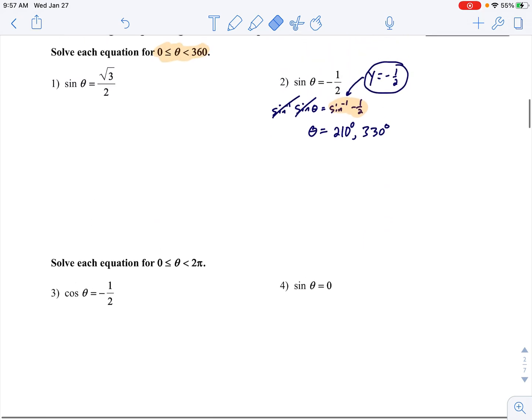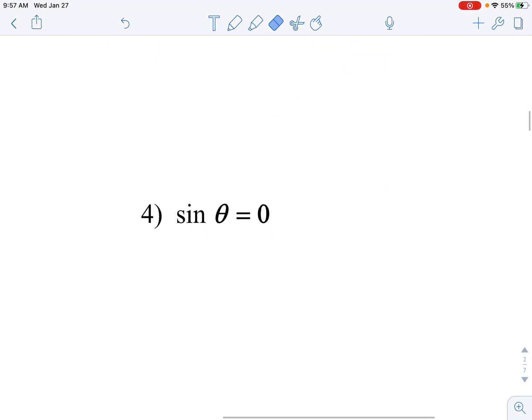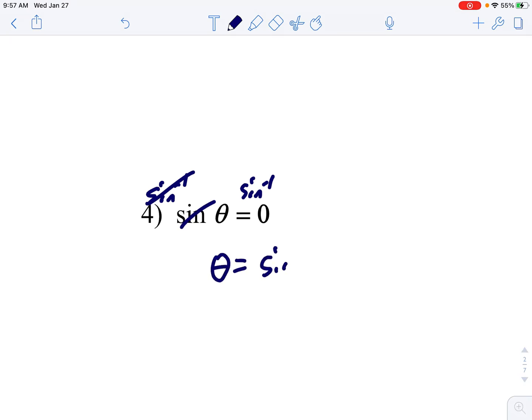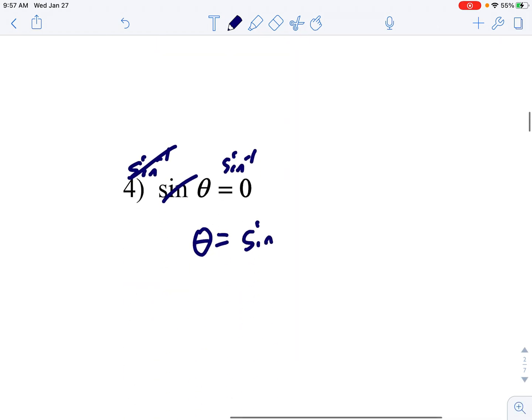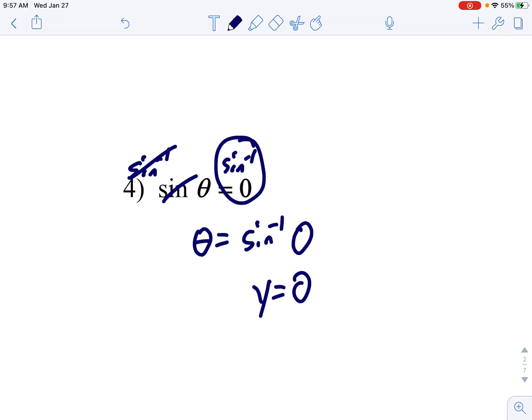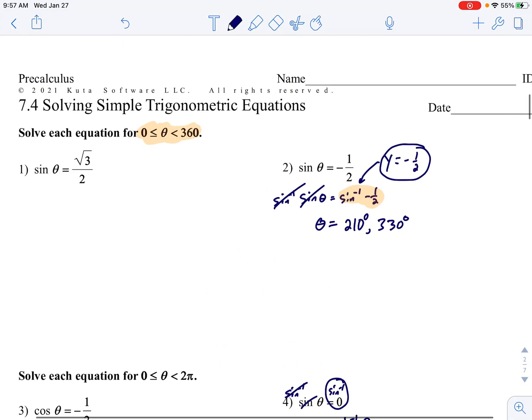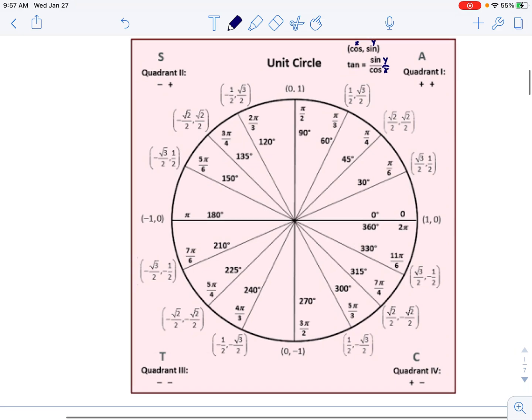Okay, so number 4, sine of theta equals 0. So I need to do the inverse sine of both sides, and I guess I'm too lazy to rewrite the whole problem like I did up here. Whatever, do what you're comfortable with as far as showing your work. I need to do the inverse sine of 0. Inverse sine of 0. So again, I need to find a y value that equals 0 on that unit circle. Can you find a y value that equals 0?